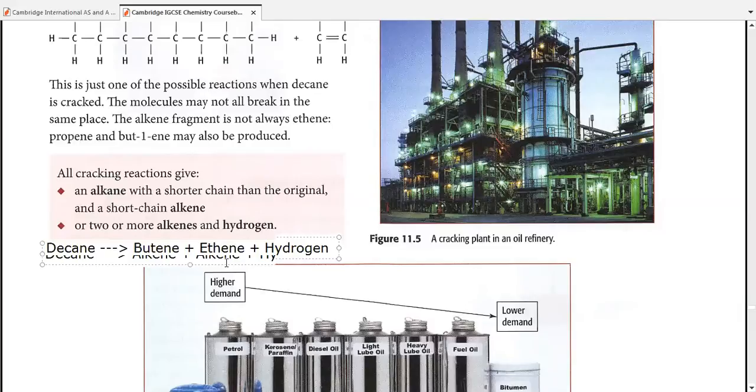Let me repeat the question. If there is an issue with understanding, or any kind of imagination for you, can there be a possibility that an alkane is cracked and it gives only one alkene and hydrogen? Yes or no? Yes, sir. Yes, very good.